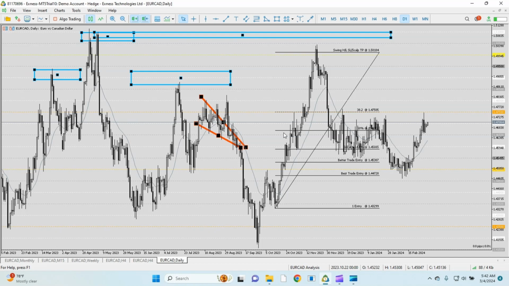Now, what is the importance of studying chart patterns? Let us look at the importance. Number one is that it helps you to identify the trend. If you look here, you see that this chart pattern we have identified is telling us that the trend is downwards. You understand?